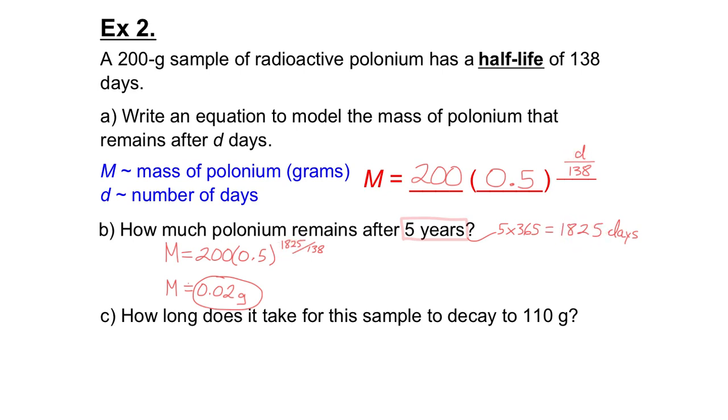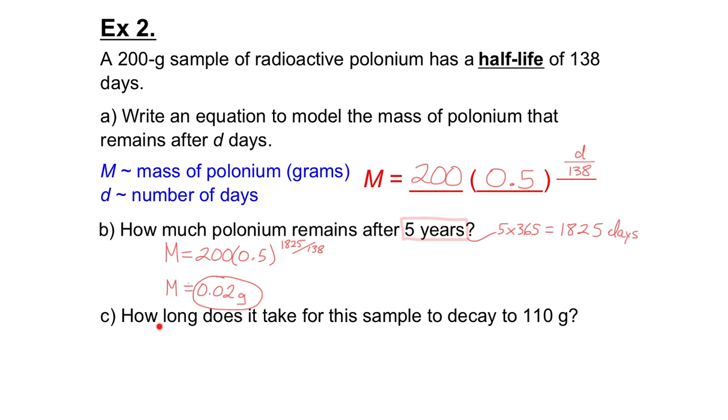I do that here. When you type this into your calculator, just be careful. You do 200 times 0.5 and then hit your exponent button. At this point, you want to put this fraction in brackets. So hit your exponent button, then press brackets, 1,825 divided by 138, close your bracket, then hit equals. You should get 0.02 grams. If you're not getting that, you should reach out for help before moving on.